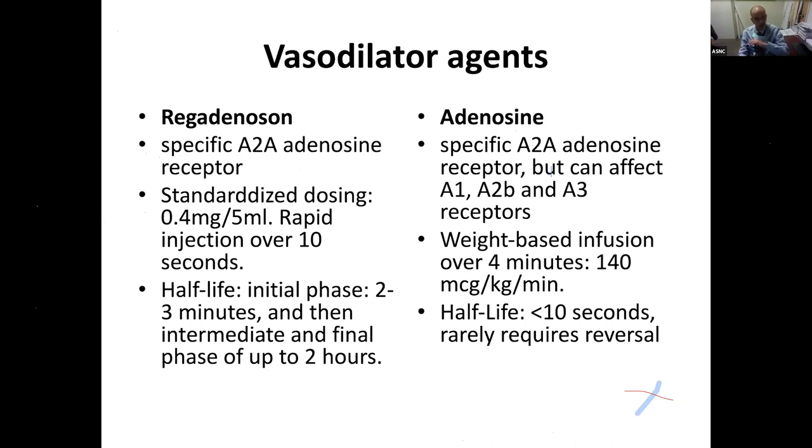In terms of vasodilator agents, we use most often regadenoson or adenosine. Regadenoson is a specific A2A adenosine receptor agonist. It is a standardized dosing using 0.4 milligrams per 5 ml. We usually inject it over 10 seconds. The half-life is rather short. It has two phases. The first phase is rather short, 2 to 3 minutes.